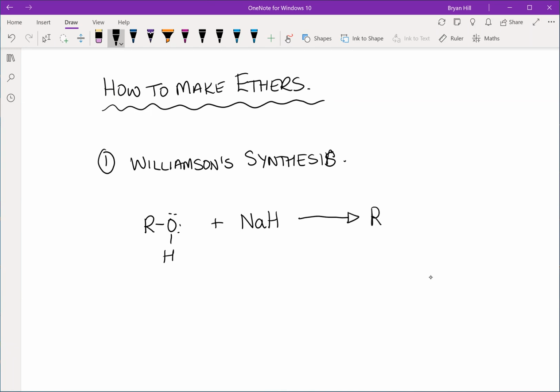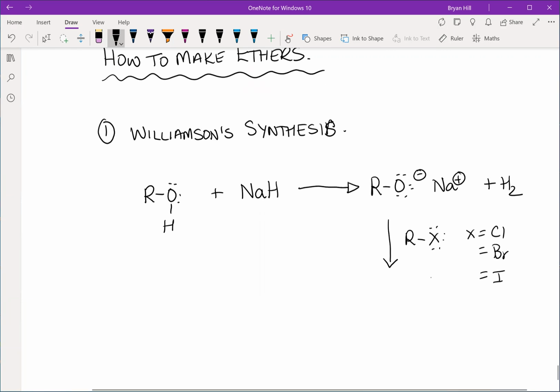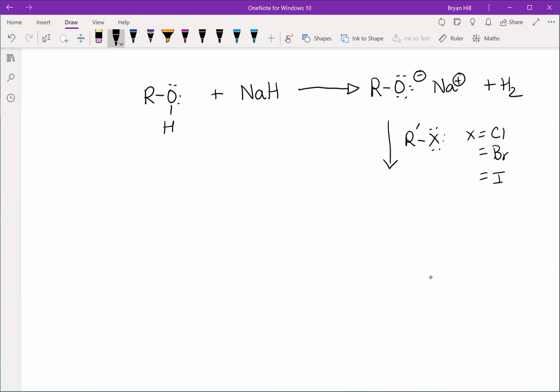This would generate our alkoxide, plus molecular hydrogen, which would boil out. Then we would add an electrophile, so our R-X, where X equals chlorine, X equals bromine, X equals iodine. And we would have our product. So this was what we did at the end of organic one.